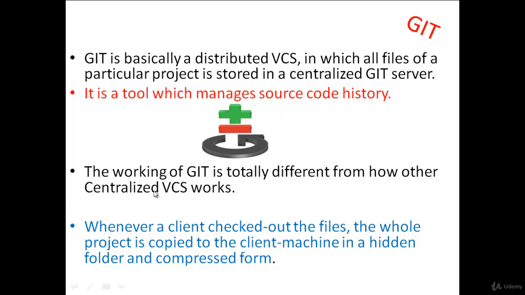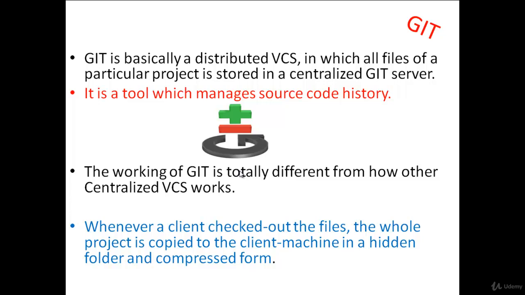The working of Git is completely different from how other centralized version control systems work, like SVN or VSS, right? In Git, whenever a client checks out the files, the whole project is copied onto the client machine in a hidden folder, right, and in a compressed form. The entire replica, the entire mirror of the project, is stored on the local client machine itself, right?